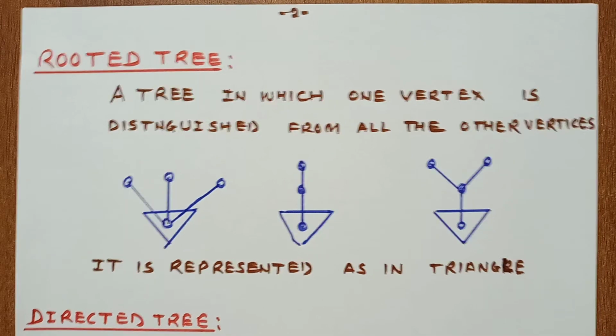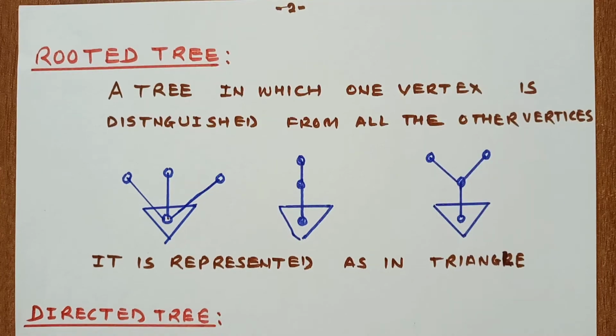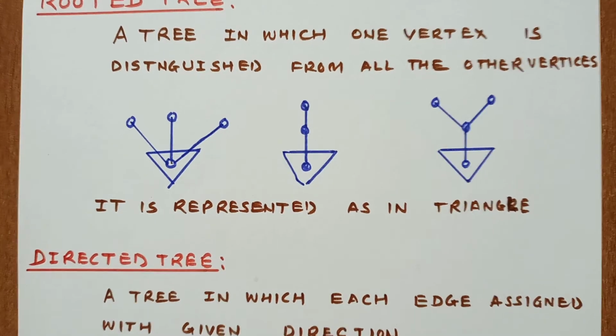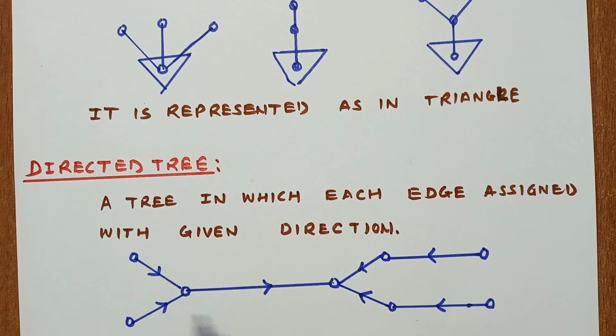Now directed tree. A graph is said to be directed if each edge is assigned a given direction. Similarly, in a tree, if each edge is assigned a direction, then this tree is called a directed tree. So this is a directed tree, meaning each edge is assigned a direction. A tree in which each edge is assigned a given direction is called a directed tree.